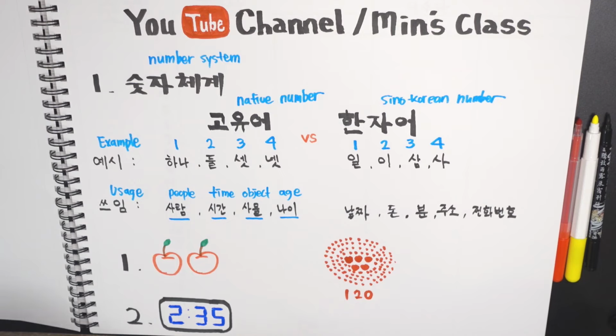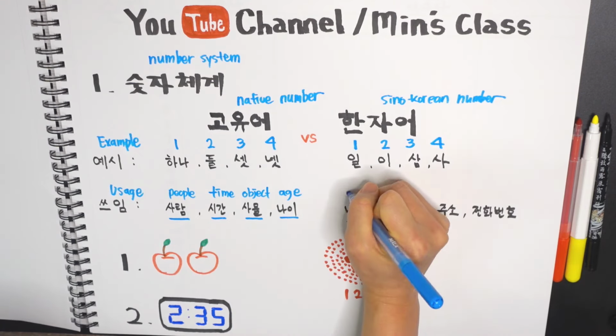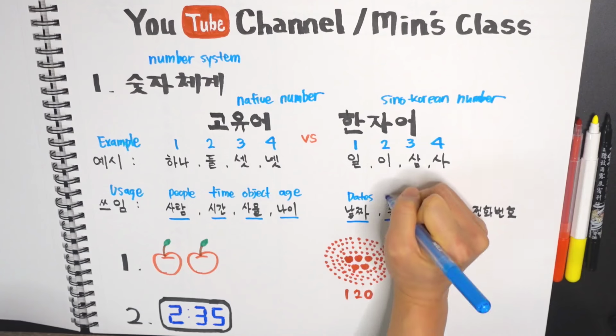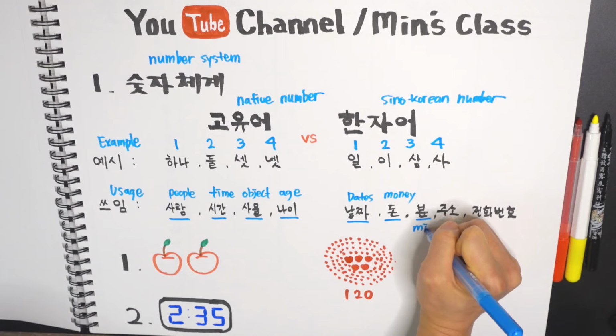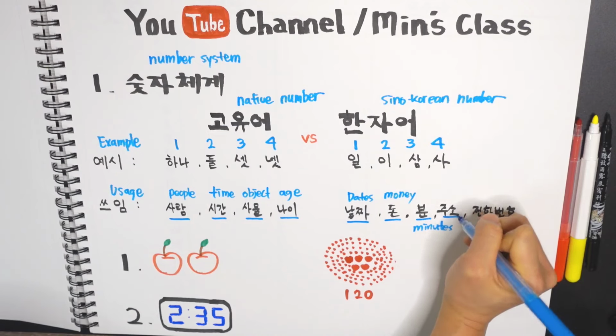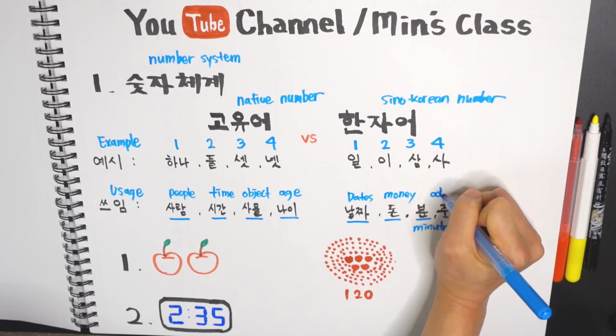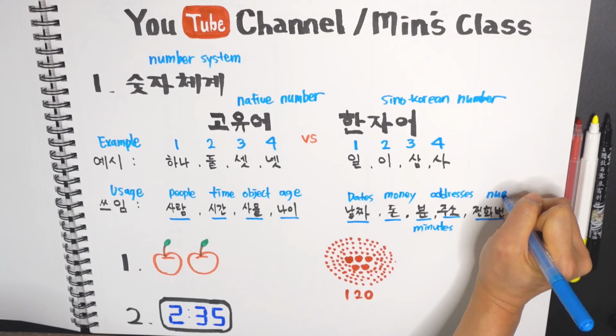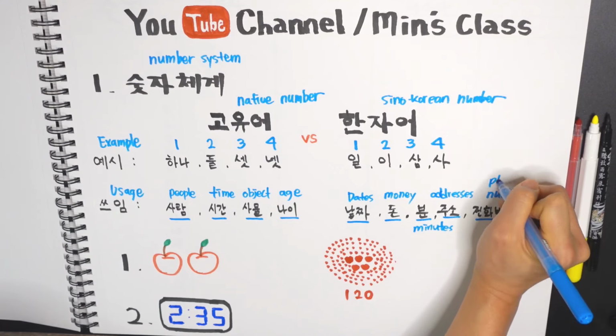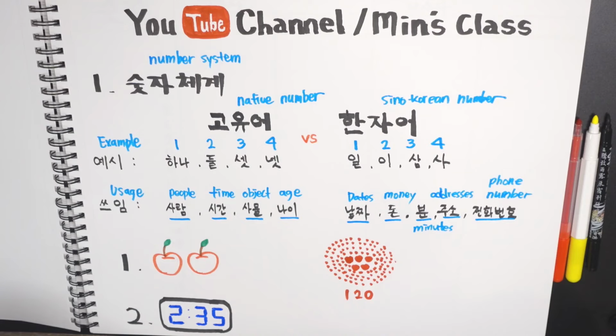And Sino Korean number system, 한자어, is used to count 날짜, which is date, 돈, which is money, 분, which is minute, 주소, which is addresses, and 전화번호, which is phone numbers. And Sino-Korean number is also used to count any number that's above 100.